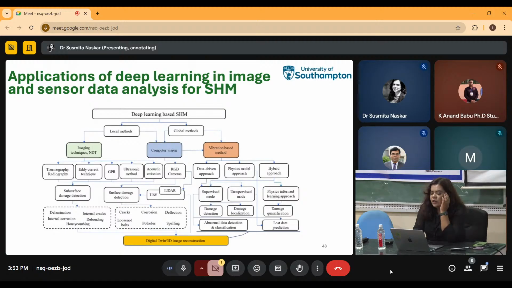And now here you can see an application of deep neural networks in image and sensor data analysis, especially when we are talking about SHM cases, right? Here you can see how deep learning can be integrated with different sensing techniques to detect and classify damage in structures, ensuring safety as well as reliability. At the top you can see two types of methods: one is the local method and one is the global. So what do we mean by local and global in SHM?